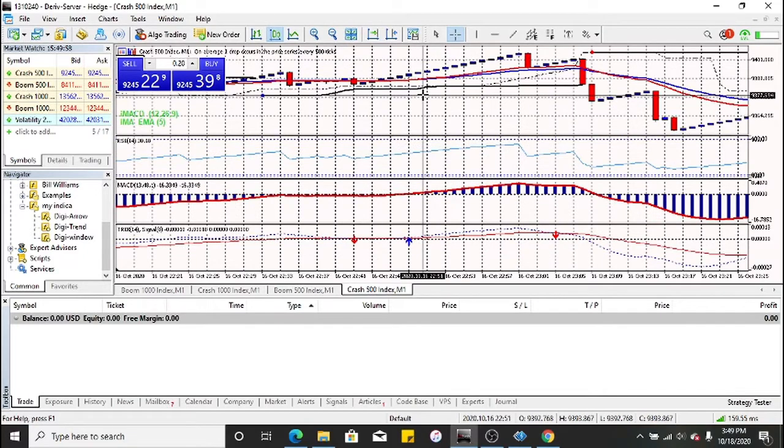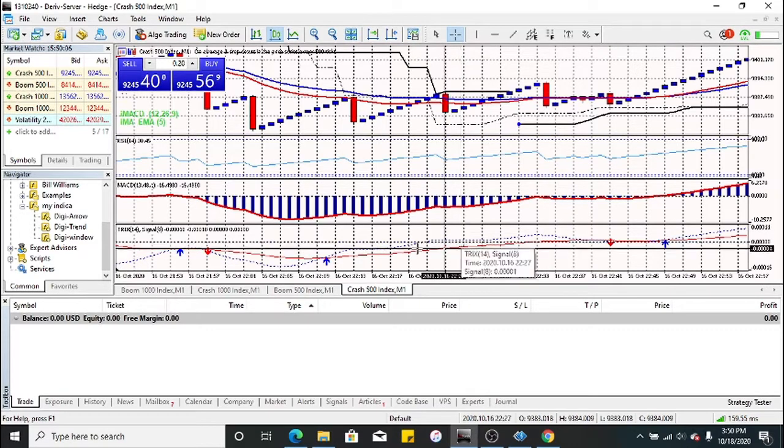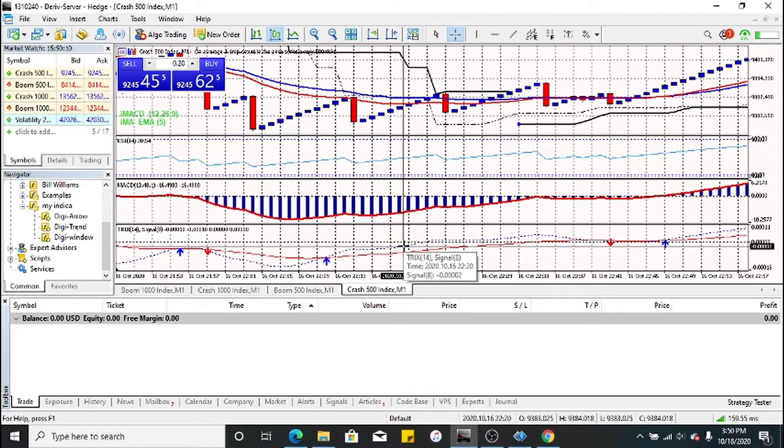So my people, basically that's it. This indicator is not on the MT5, so I'll probably do a separate video to show you how you can set this indicator on your MT5.